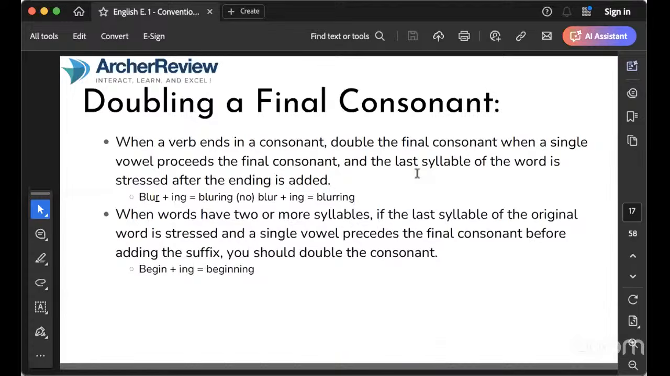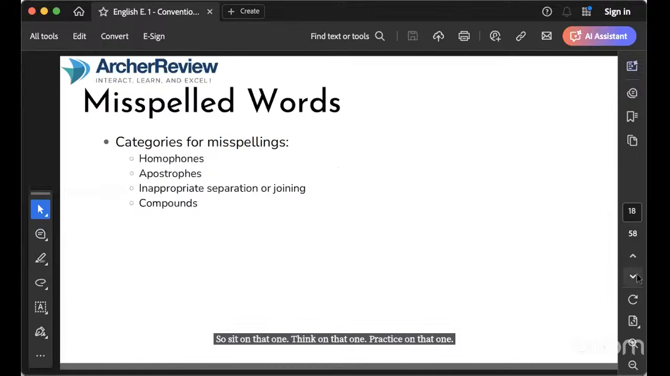That one's a lot, don't you think? So sit on that one, think on that one, practice on that one. Again, it's quite a bit. So, those are the four basic spelling rules.